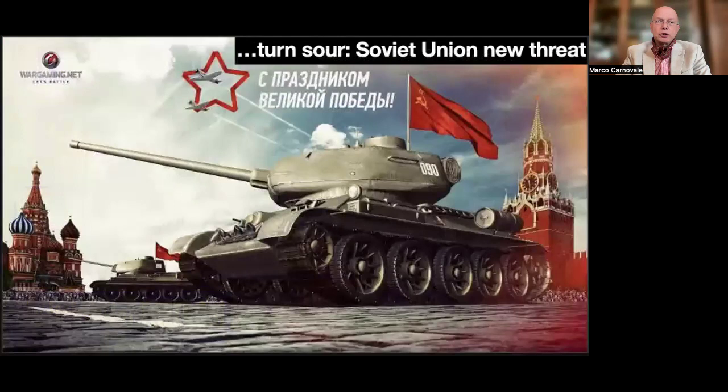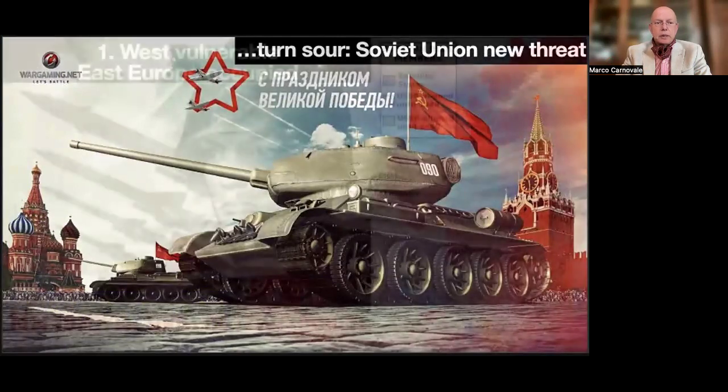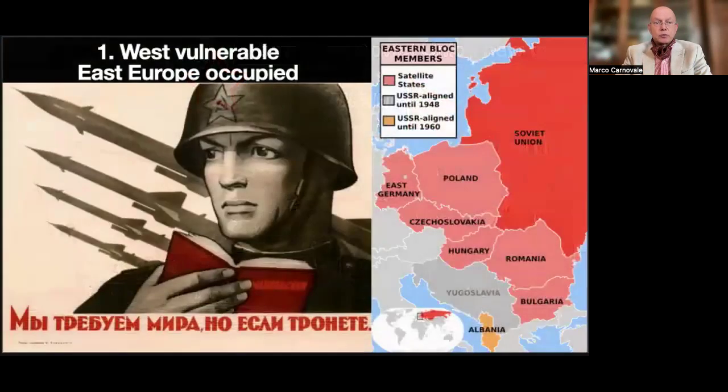That, of course, changed quite quickly when relations turned sour at the end of World War II, and the Soviet army now becomes a threat. The Red Army becomes a threat. This Soviet poster says, "We demand peace, but if you touch us." Well, they did touch actually a lot of countries.